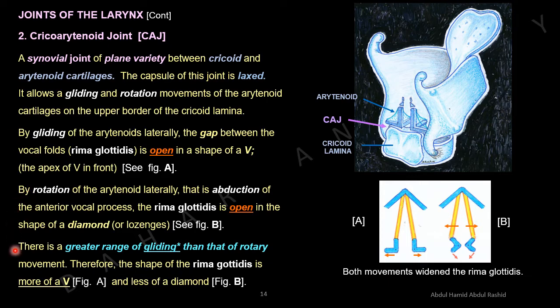There is a greater range of gliding than that of rotatory movements. Therefore, the shape of the rima glottidis is more of a V, like in figure A, and less of a diamond as in figure B.